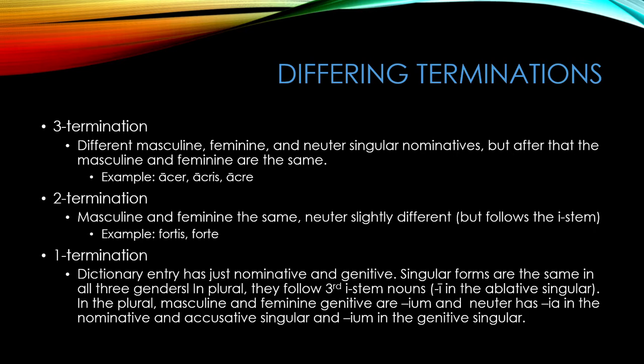As with three termination adjectives, the masculine and feminine plural differs from the neuter plural in the nominative and accusative. Finally, third declension adjectives can also be one termination. This means the nominative singular is the same for all three genders. However, as with all other terminations, the nominative and accusative neuter plural are IA instead of A.